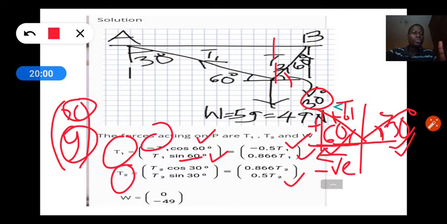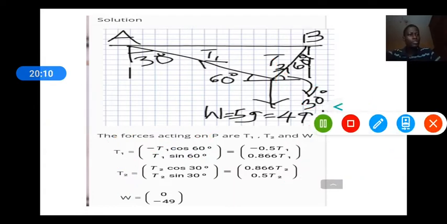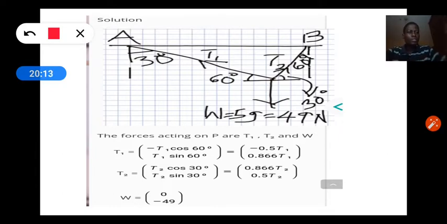Now, resolving my W, of course, we can see that this W is just on the vertical. It doesn't have anything on the horizontal. So, of course, that's why this one is 0.